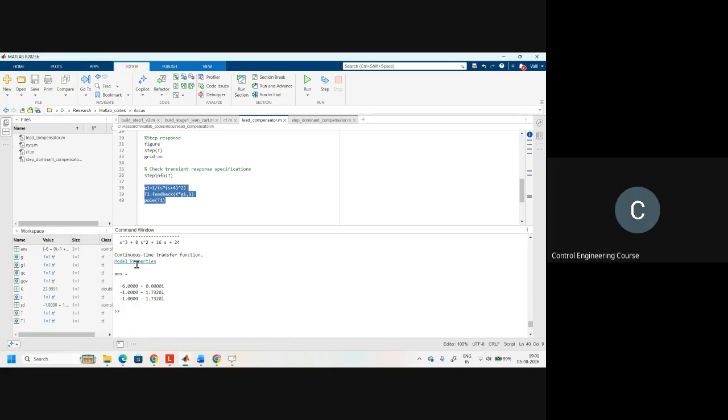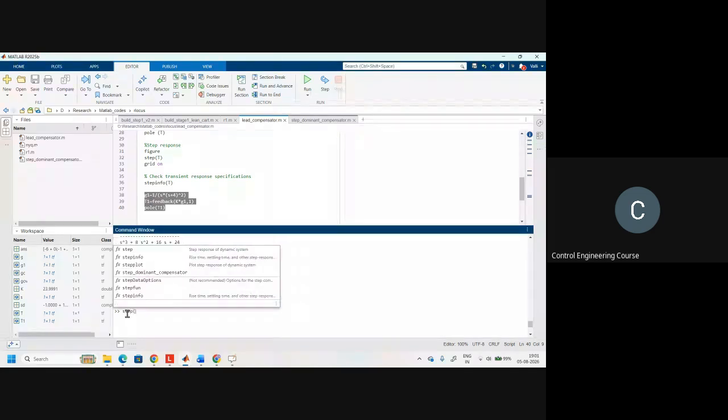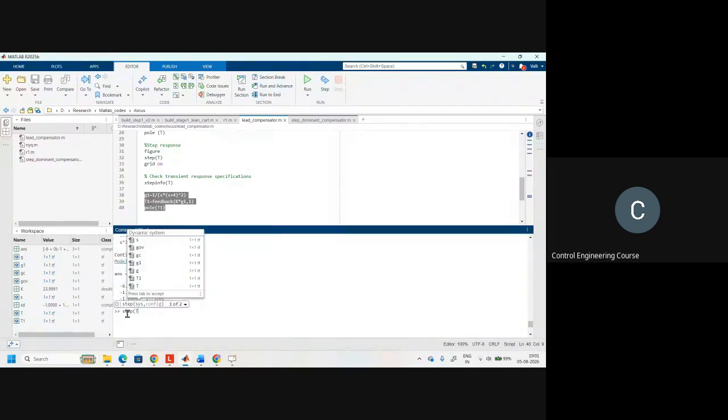Now the next step is we have to validate. See the step response. The step response, you can see using step of T1.